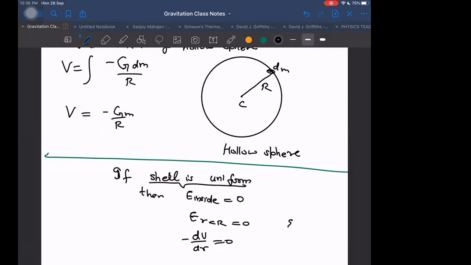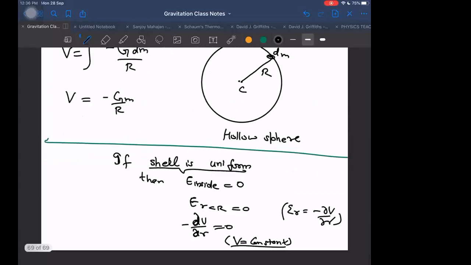Why am I writing this? Because E_r is equal to minus del V by del r. So from there we are getting del V by del r is 0. And if that is 0, then definitely V has to be constant, because derivative 0 means V is constant. And if V is constant, then I should know the potential at any one point, and the potential will be the same at all the points.